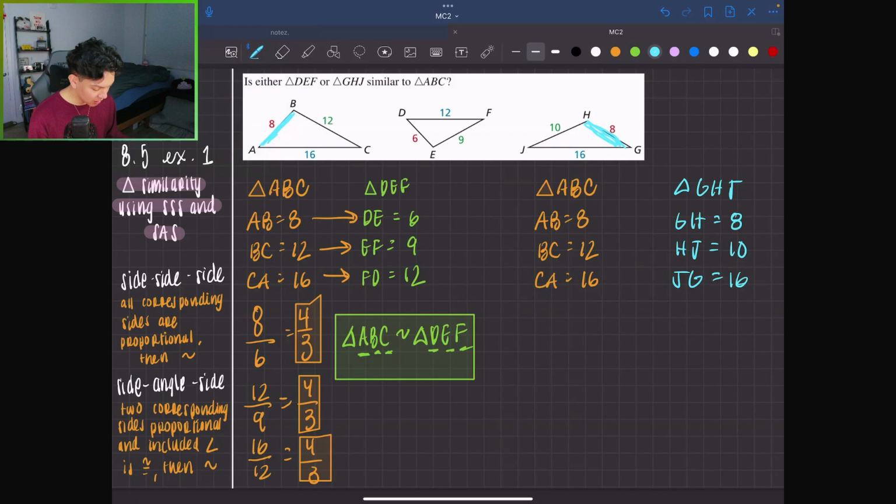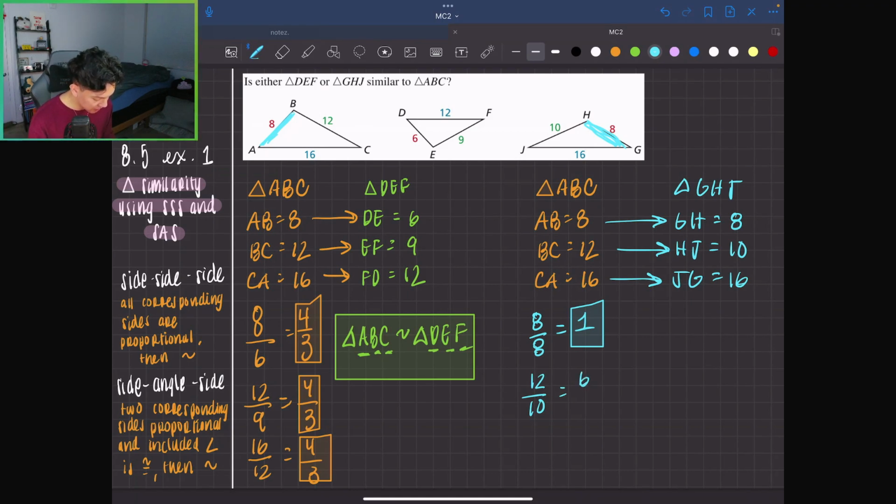Now let's compare all of these sides. From AB to GH, we have 8 over 8, which is just 1. So far we have 1, and then from BC to HJ, 12 over 10. Oh, this is not going to be 1. This is going to be 6 over 5. And it's already not proportional. Just for good measure, let's see CA to JG. 16 over 16, which is 1.